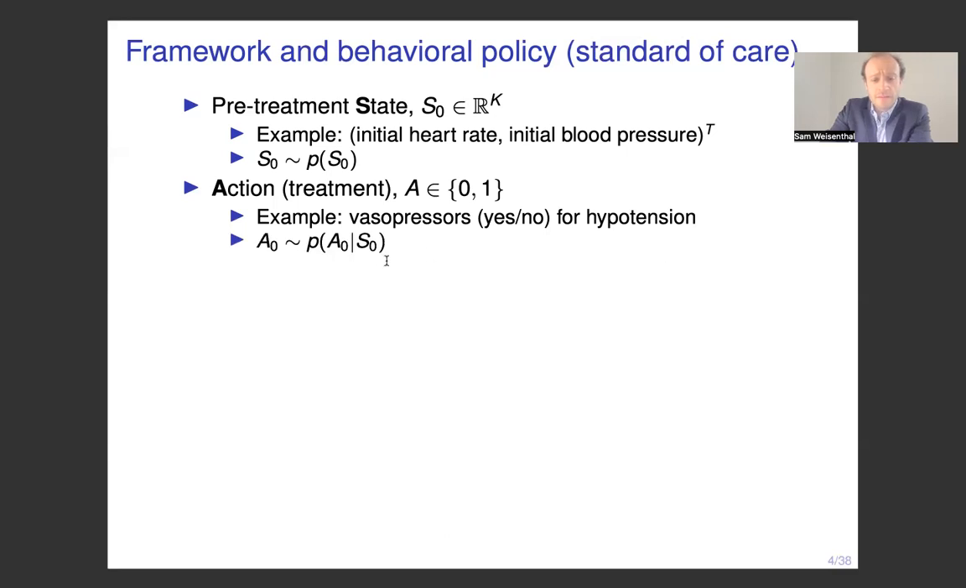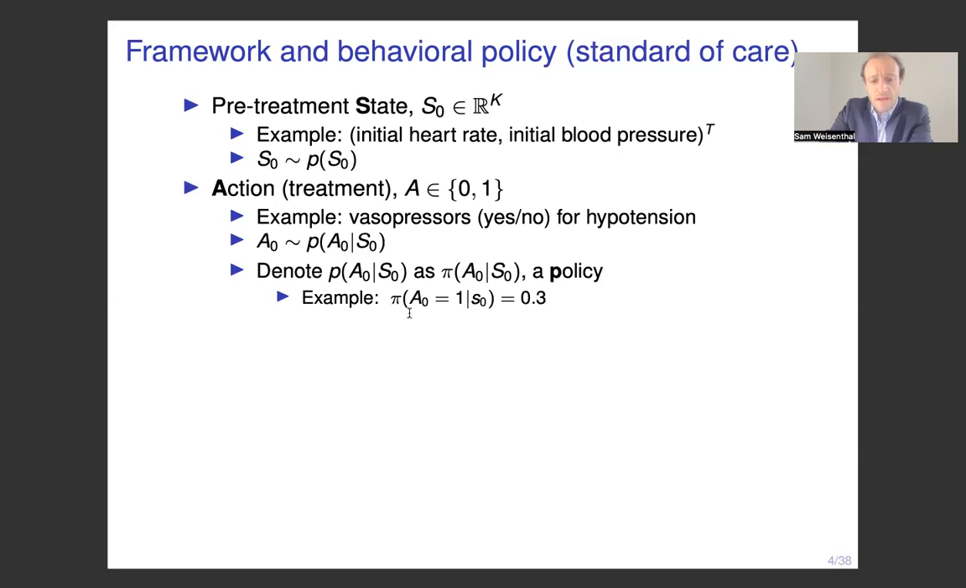We're going to sample the treatment decision based on the pre-treatment characteristics of the patient, S naught. Generally, this conditional distribution of actions given states is denoted as pi. It's given a special symbol pi, and it's called a policy because it's a mapping that informs actions given what we know. For example, one might draw the vasopressor action with probability 0.3. So the probability that A naught, the vasopressor, is equal to 1, given the patient characteristics, is equal to 0.3.